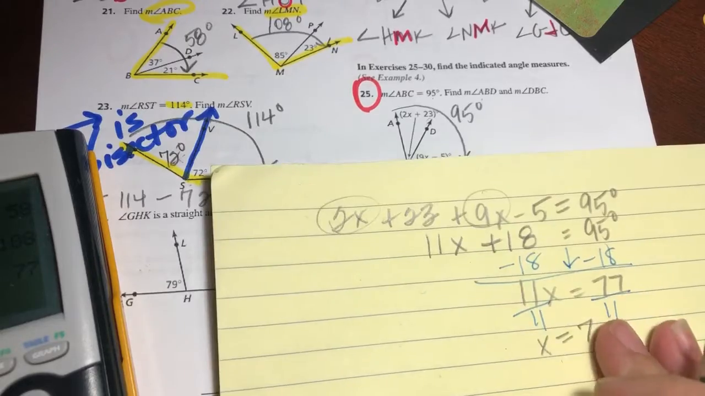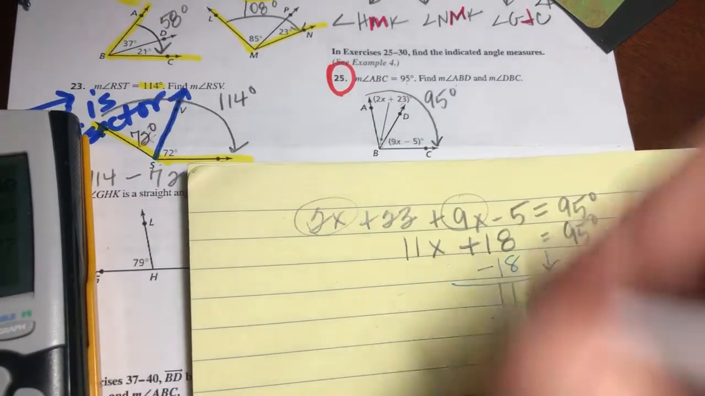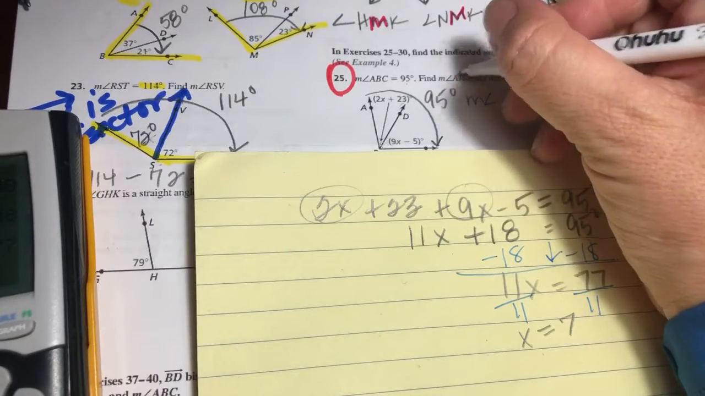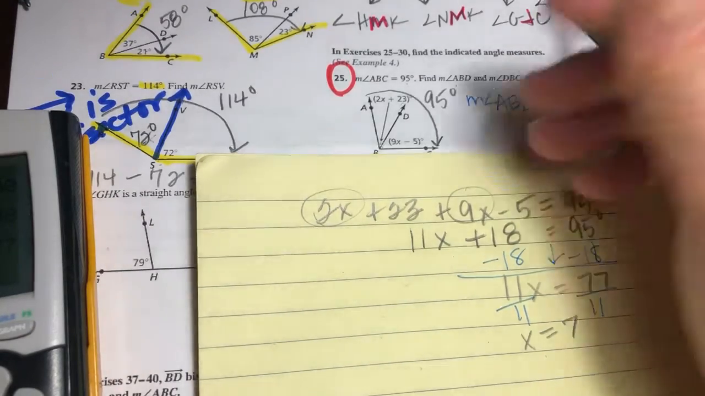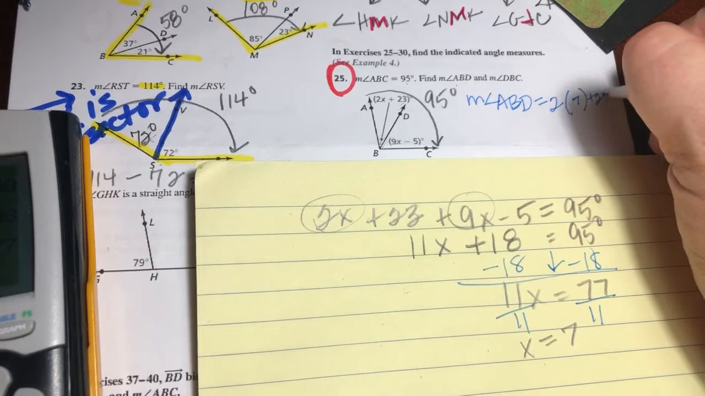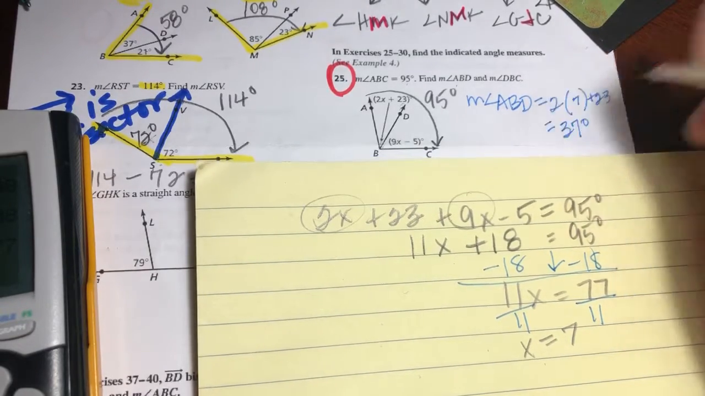And again, I know I'm doing these quickly, but my hope is that you've already done the work for these. Include your work, too, when you turn this in with your quiz. The measure of angle ABD is going to be 2 times 7 plus 23. That's going to be 14 plus 23. That's going to be 37 degrees.